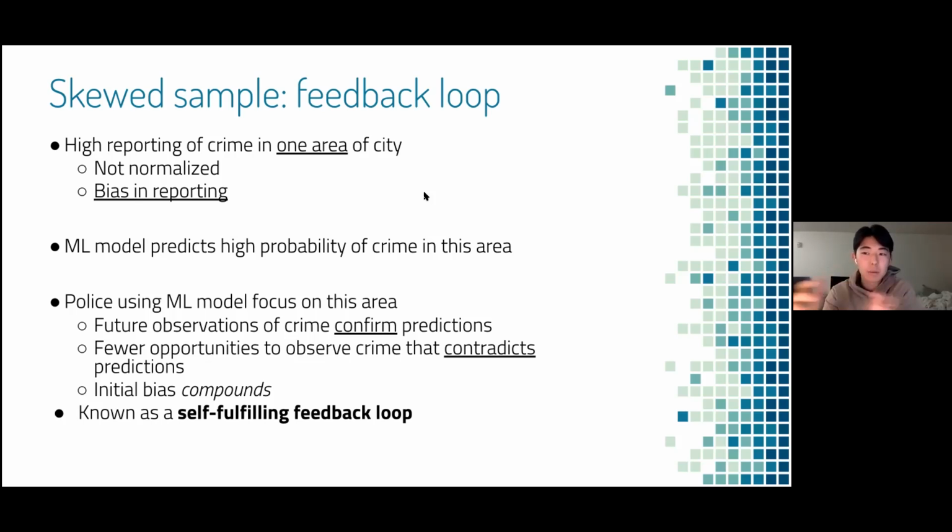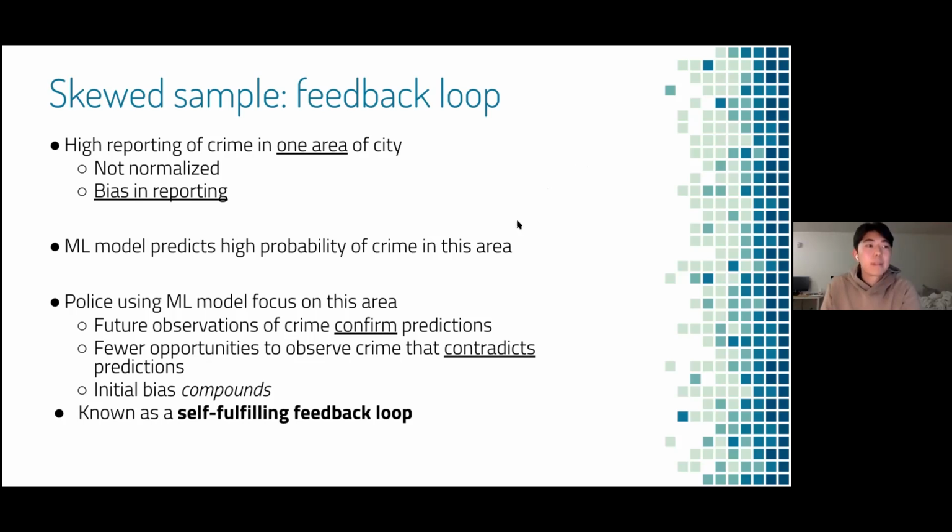So future observations of this crime will confirm the predictions of the model. And since we're funneling all of our resources toward this area, we'll find fewer outliers for our model to balance itself out on. So from a historical bias, using the model and impacting the way we conduct business as a police force will only cause that initial bias, which may have been small, to compound. This is known as a self-fulfilling feedback loop. There's not really a good way to get out of this cycle, which is definitely a big problem.